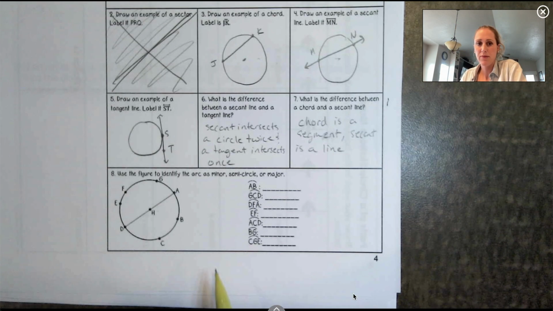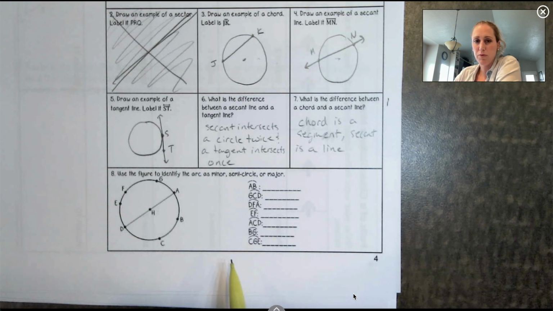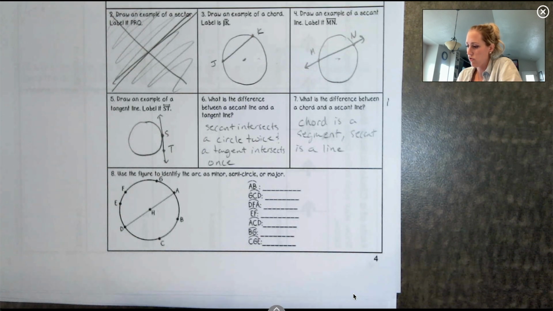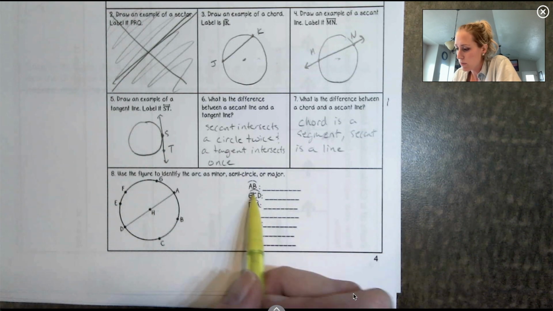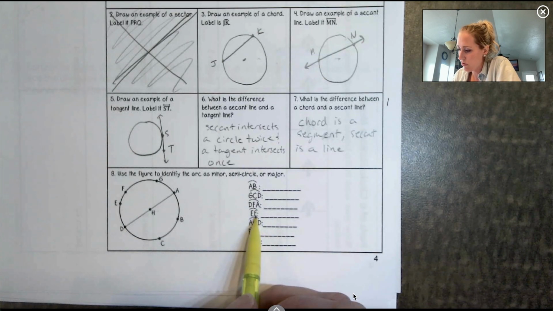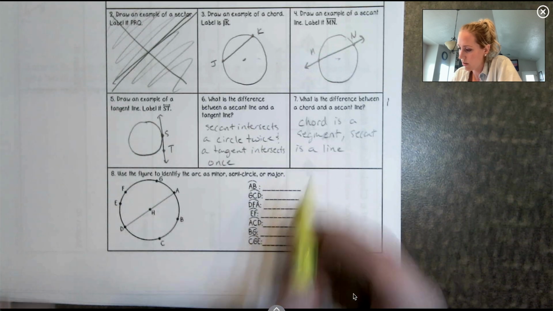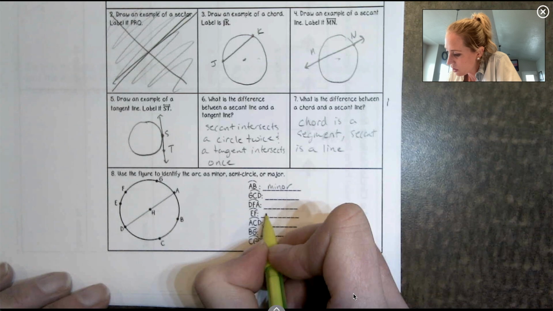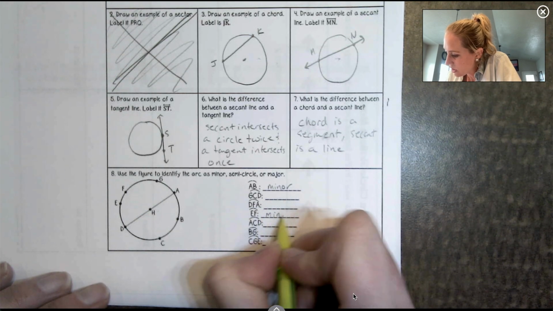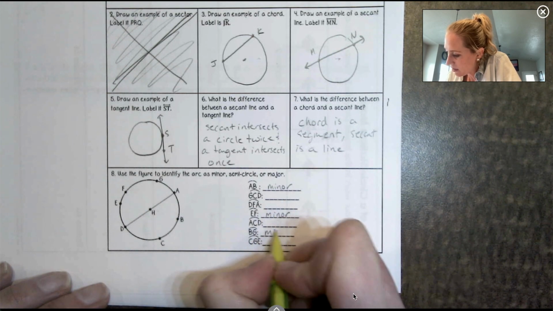Okay, all right. Use the figure to identify the arc as minor, semicircle, or major. So if it only has 2 letters, it's either minor. Let's double check and make sure none of the 2-letter ones are half circle. I don't think they are. So we have minor. So I can actually do this without even looking at the picture, because I know all the 2-letter ones are automatically minor.